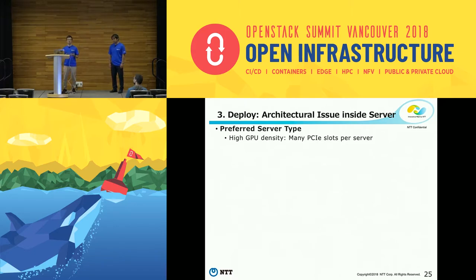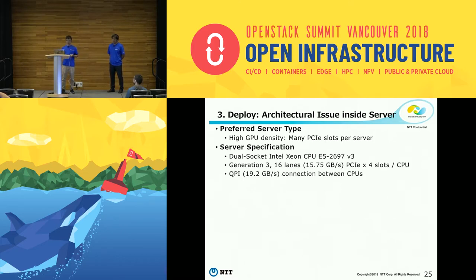And then as I said a couple of slides before, we need to consider how many GPUs can be installed per server. So basically, we want to make rack scale mounts. To be effective, we want high GPU density per server. And we finally reached this server specification that has two Intel Xeon CPUs. Each CPU had a four-slot PCI card, and each CPU connected to the QPIs.